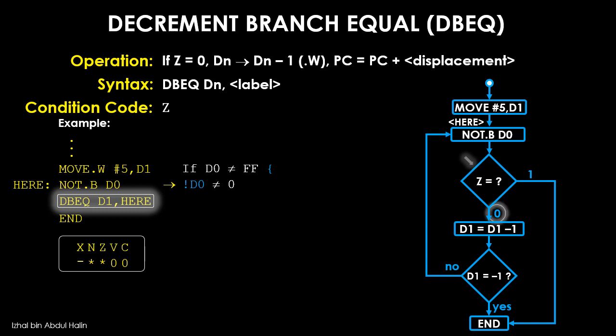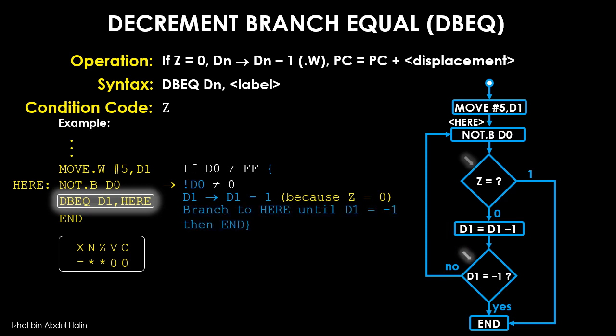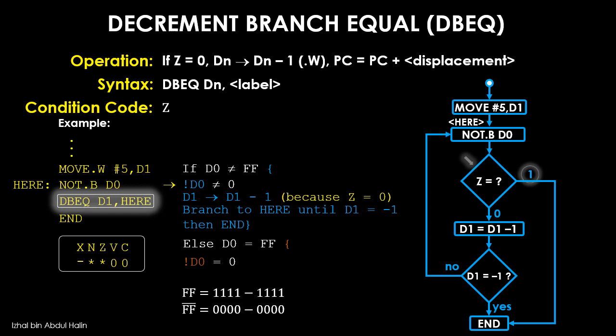The DBEQ instruction senses this, and decrements D1 by 1. The microprocessor then checks whether D1's value is equal to -1 or not. If not, a branch back to HERE is executed, and the process is repeated until D1 is equal to -1. When this occurs, the program will end. Now, let's consider the scenario when D0 is initially equal to FF. The Z flag is set to 1 because the inverse of FF in binary is 0. Thus, no branch is executed.